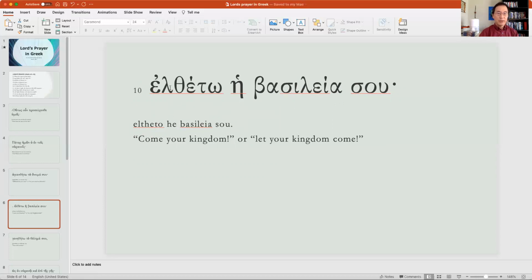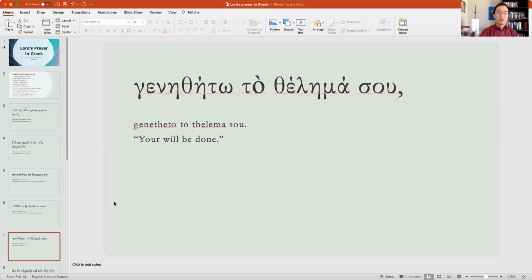What this means is Elthetō is let it come, right? Come. What is come? He Basileia su, your kingdom. So come your kingdom. Or may your kingdom come. Let your kingdom come. Now let's go to the next one. Repeat after me. Genethetō to thelēma su. One more time. Genethetō to thelēma su.